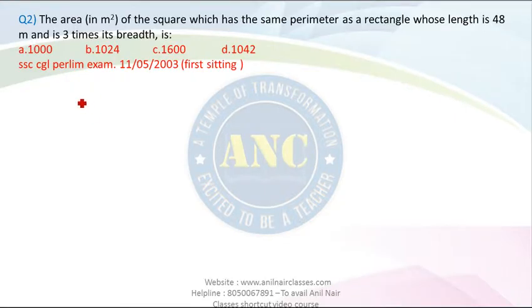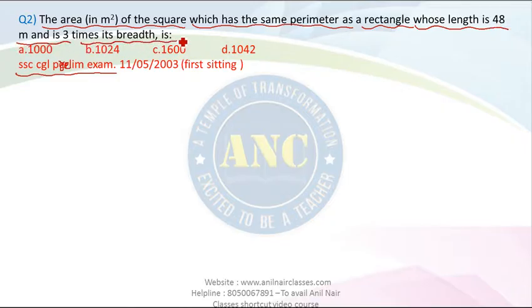Question number 2. Again an original SSC CGL prelims examination question, in the year 2003. Now see here, sir. Your question is: the area of the square which has the same perimeter as the rectangle whose length is 48 meters and is 3 times its breadth is how much?